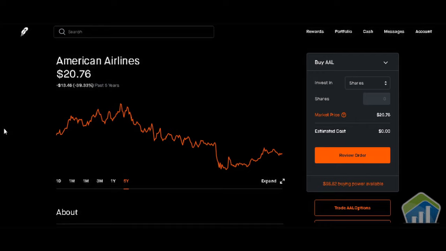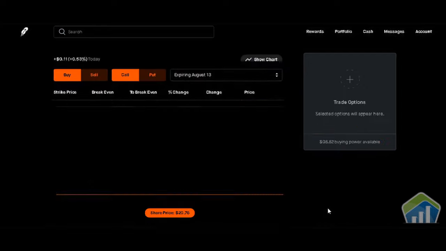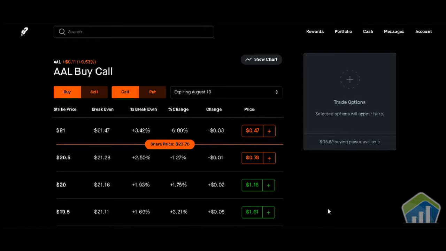Well, the next thing you want to do is go over here to trade AAL options, click on it, and you come up with this screen right here. This screen is called an option chain. It's going to be different on Robinhood than it is from Fidelity or TD Ameritrade or E-Trade, right? They just set everything up a little different. So what you have is AAL buy call. So you have buy, sell, call, put, and then you have an expiring date, right? The expiring date is going to be for all these different contracts, and August 13th is this Friday, right? So it's going to be expiring this Friday.